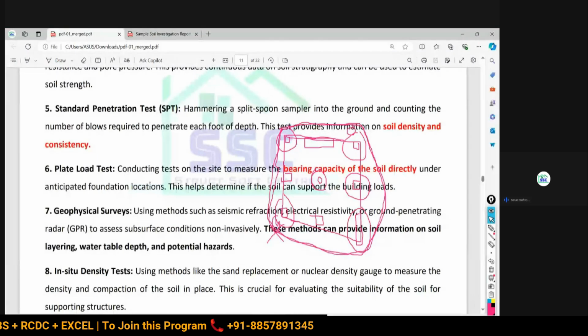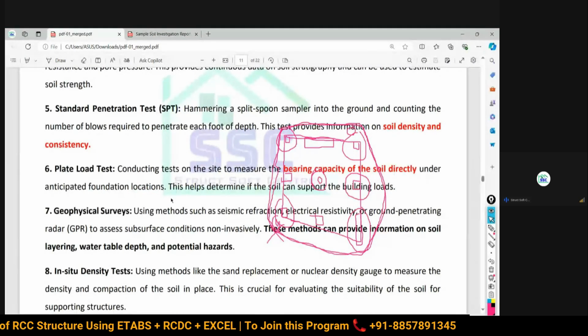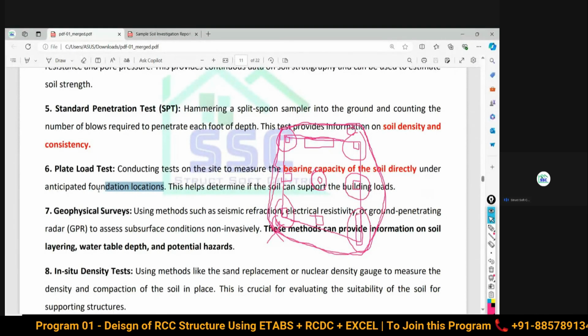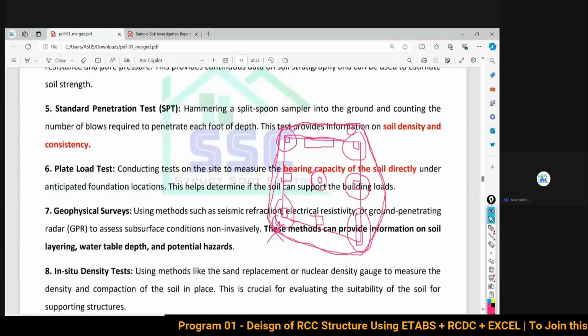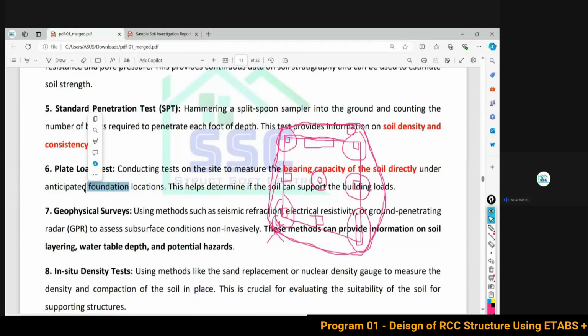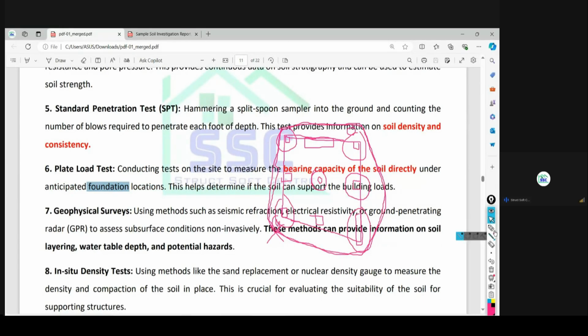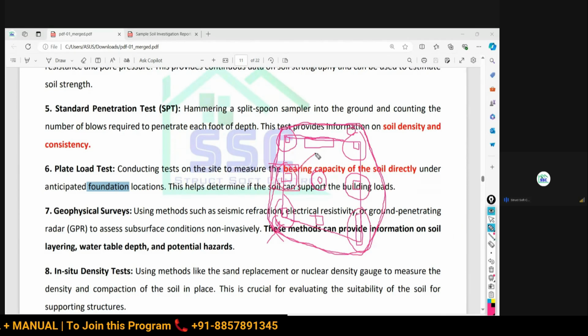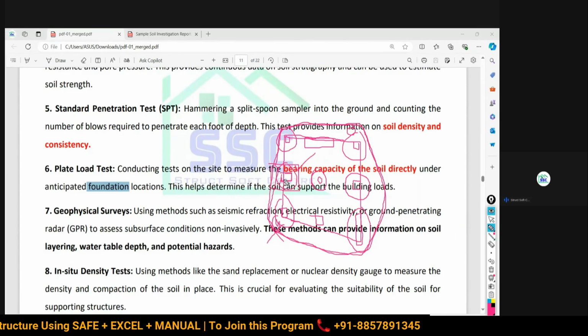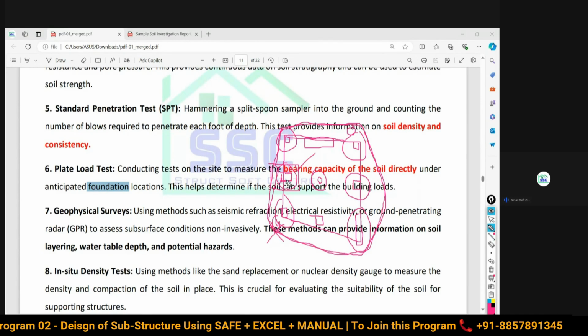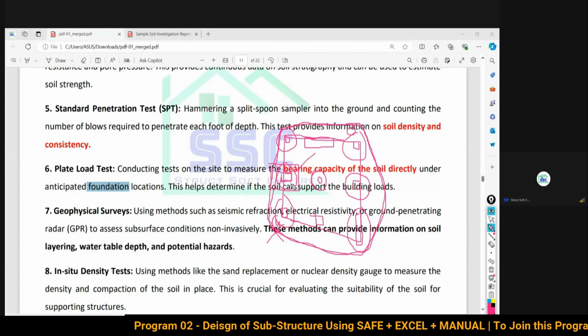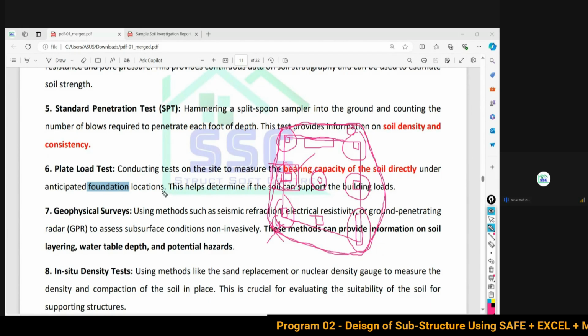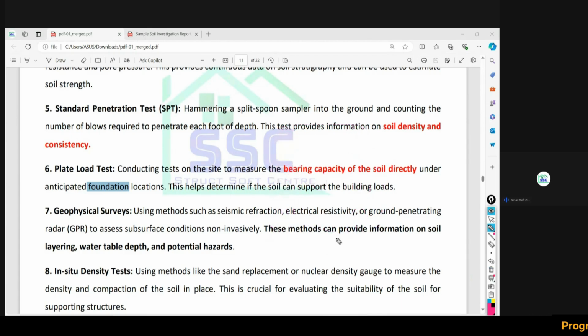So the plate load test is done under the anticipated foundation location, which means the finalized position of the foundation. And when can you decide the finalized position of the foundation? After having the final position of the column, because under the column you are going to put your foundation. So how will you get the final foundation position? After having the final column position. And how will you come to know the column position? From your architectural drawing, from your model. So under the anticipated foundation location plus anticipated loading, we are going to do the exploration, right?